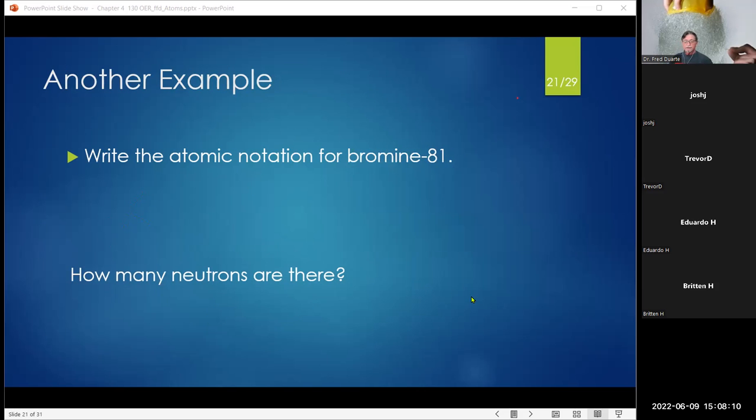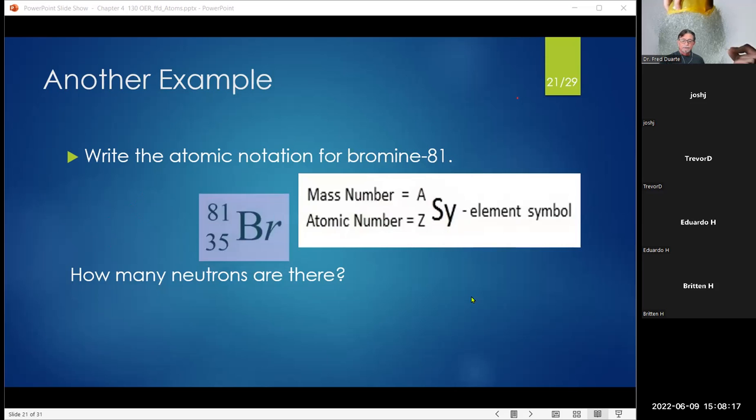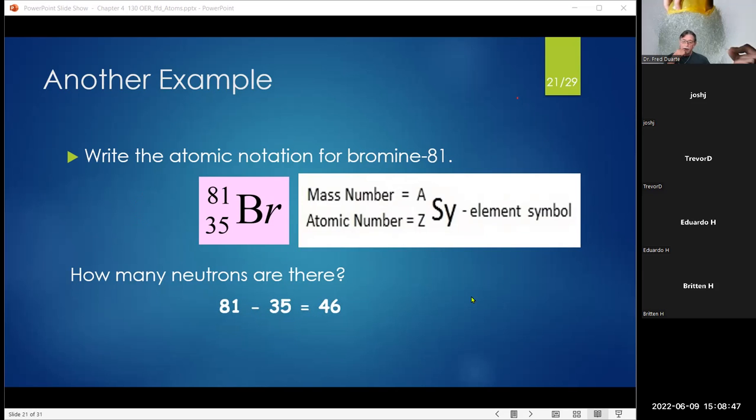Okay, here's another one. They're asking you to write the atomic notation for bromine-81. Okay, and so we find the symbol for bromine. They give you the mass number, because it's bromine hyphen 81. That is the mass number, and 35 is simply the atomic number. The 35 comes from looking it up in the periodic table, okay? And the neutrons here are 46, okay? Now, can anybody tell me if bromine-81 is the most common isotope?